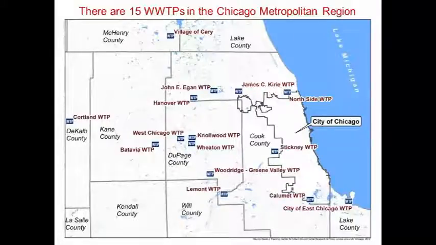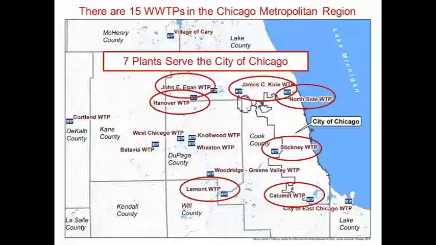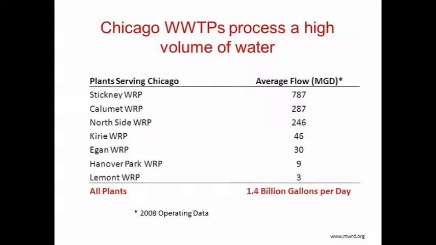So here's Chicago. There are 15 treatment plants in the Chicago region. All these things shown in blue are treatment plants, 15 of them on this map. There are 7 that serve the city of Chicago directly. The North Side plant was where I did my study, on the North Shore Channel. And the Stickney plant, people might have heard of, is the largest treatment plant in the world, the largest active sludge plant in the world. So there are a lot of these plants. If you add up how much water they treat, it's 1.4 billion gallons per day just from those 7 treatment plants.